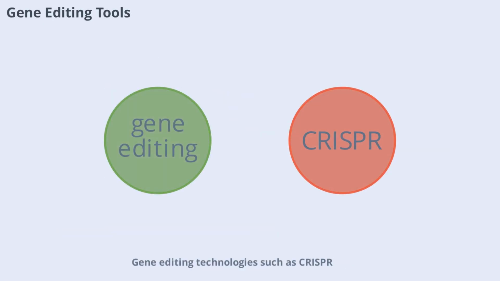Gene editing technologies such as CRISPR allow scientists to make precise changes to the DNA of plants and animals. Unlike traditional genetic modification, gene editing can target specific genes without introducing foreign DNA. This makes the process faster, more accurate, and potentially less controversial. Gene editing is opening new possibilities for crop improvement and disease resistance.